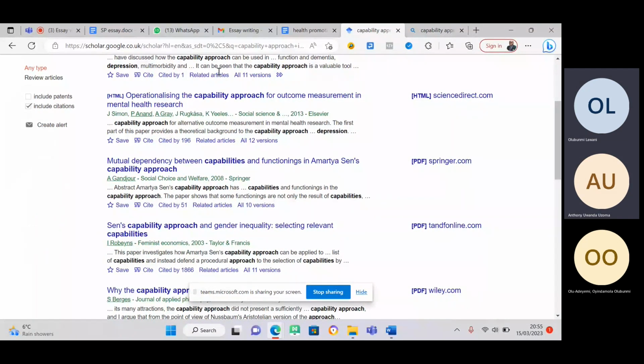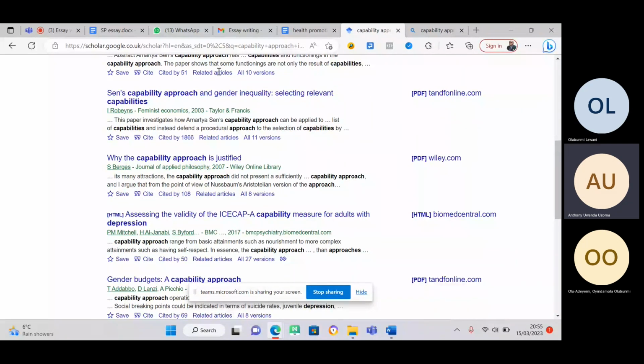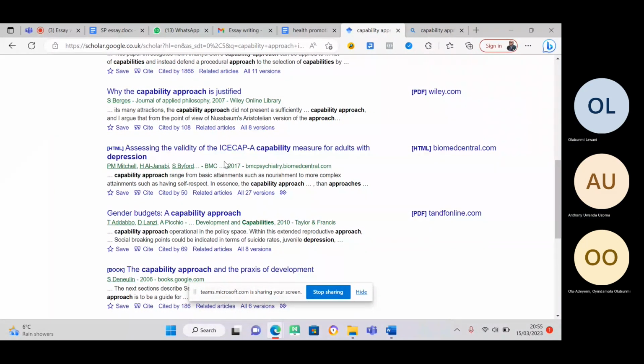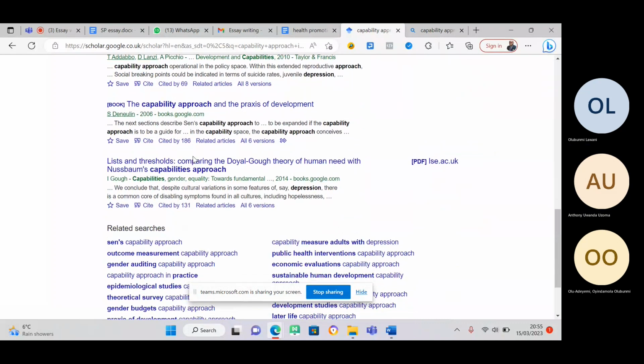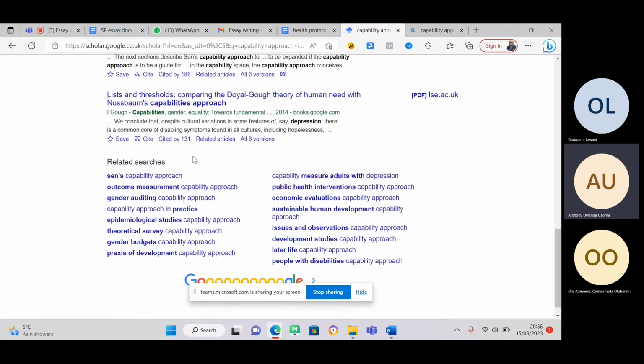If you start like that, somehow you'll see something. You can open it. By the time you search like that, you will see where they applied it to depression, and you will see how they applied the capability approach to depression. So that is how you get the example.